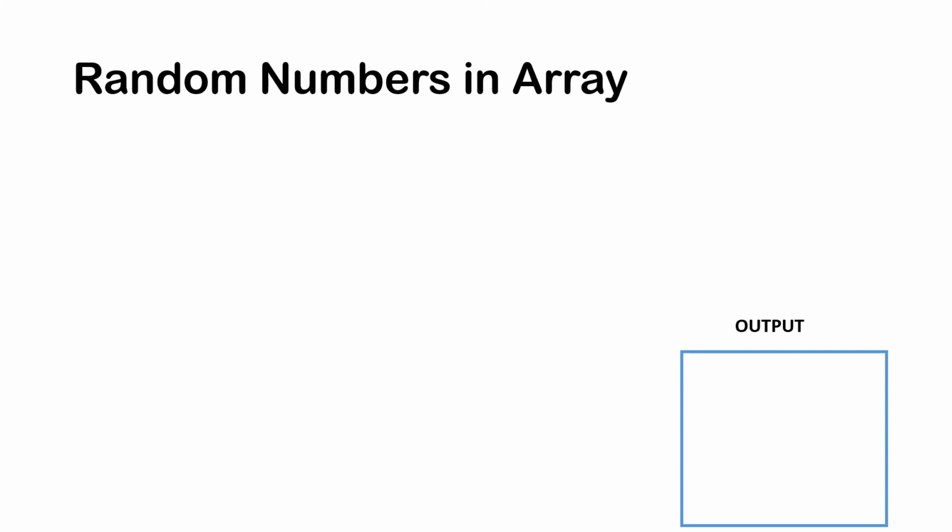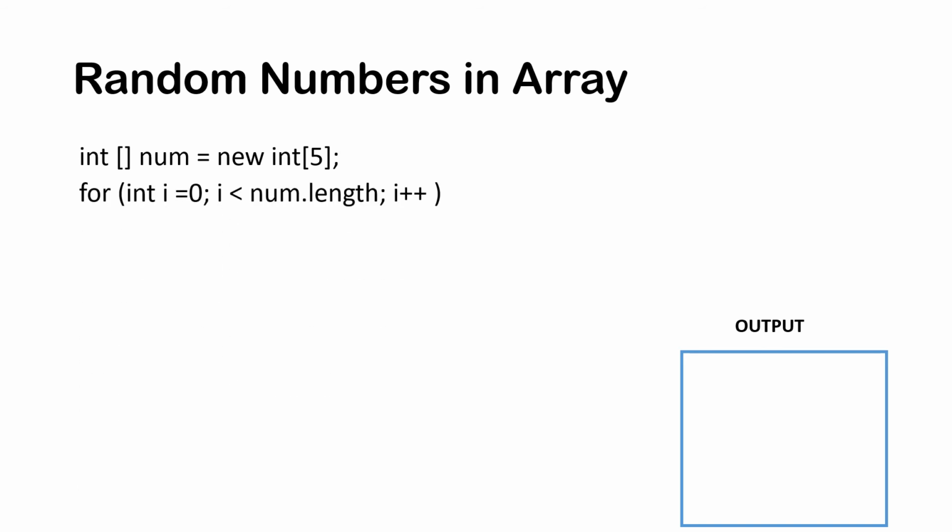We can put random numbers into an array really easily. So let's have a look. If we've got an integer array, int[] num = new int[5], and then we've got a for loop which counts from 0 to num.length. Remember, num.length is the length of the array, which will be 5. Put our curly bracket, then num[i] = (int)(Math.random() * 10 + 1), which is going to give me a random number between 1 and 10. So I'm going to store a random number in each cell of this array.